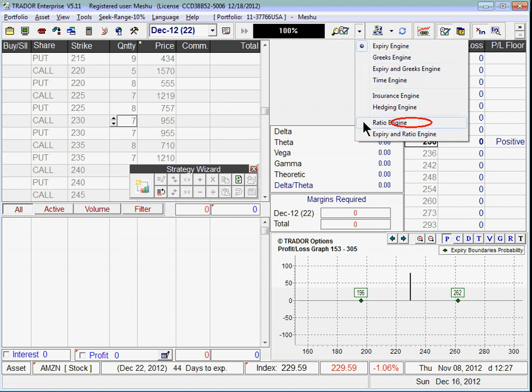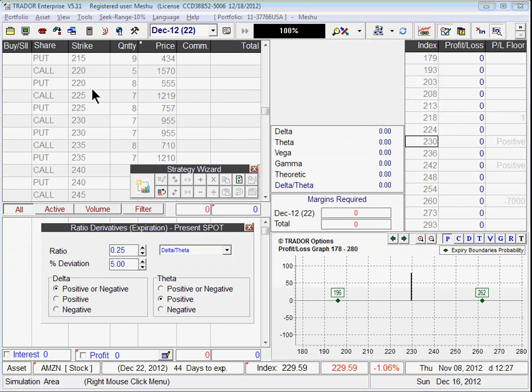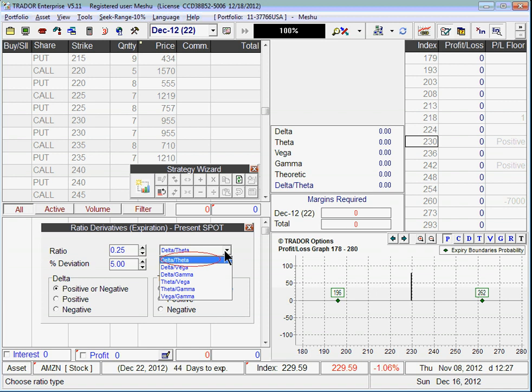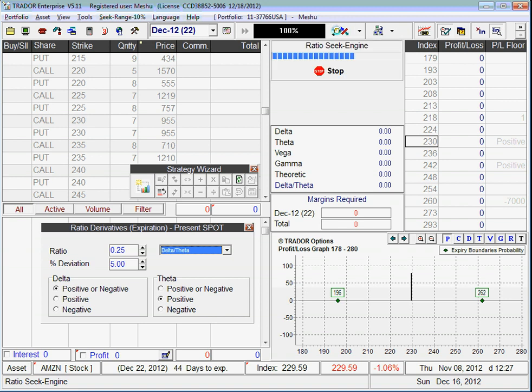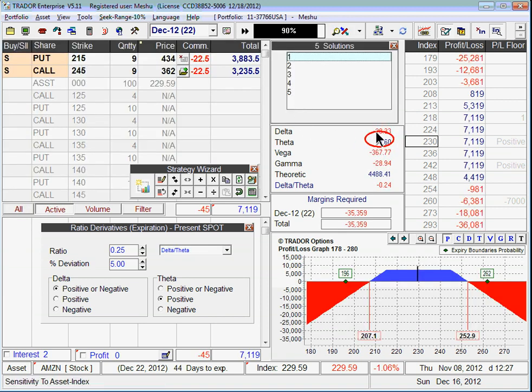The ratio engine enables defining two Greeks ratio. I'll define a delta-theta ratio of 0.25, which means a 4-to-1 ratio between theta and delta, with a deviation percentage of 5%. And also, the theta has to be a positive value, and delta can be either positive or negative value. Notice that the profit-loss floor definitions are disabled for this engine. Let's activate the engine. Notice that the ratio between the delta and the theta are actually as defined.